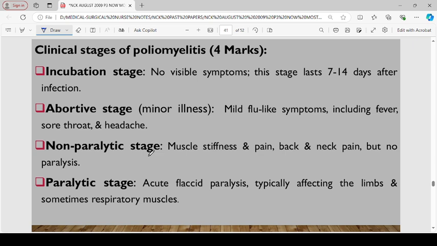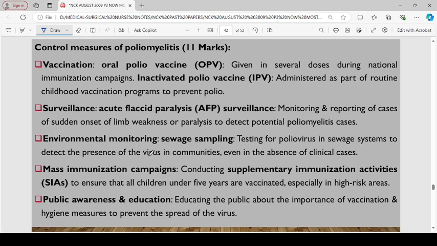So stages, we have the incubation stage where there are no visible symptoms. Abortive stage, where there is minor illness like mild flu-like symptoms. Non-paralytic stage, where we have muscle stiffness and pain and back and neck pain, but no paralysis. Then lastly, we have the paralytic stage, which is characterized by acute flaccid paralysis. How to have control?